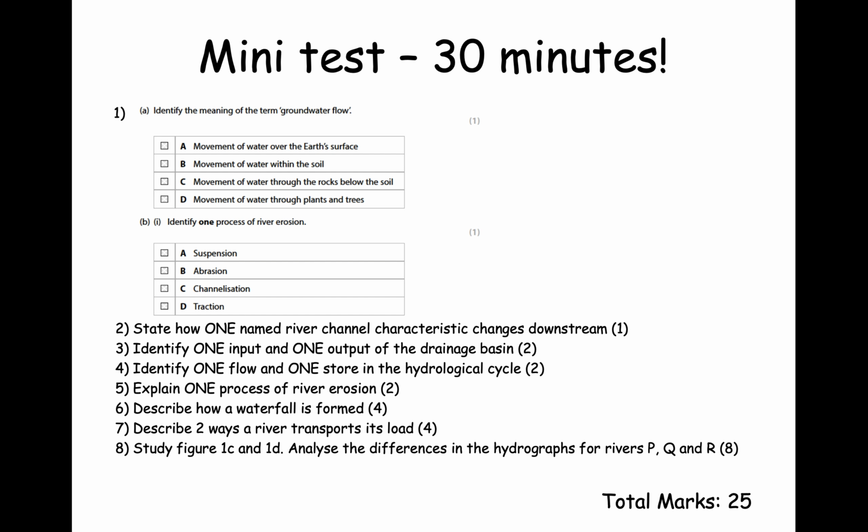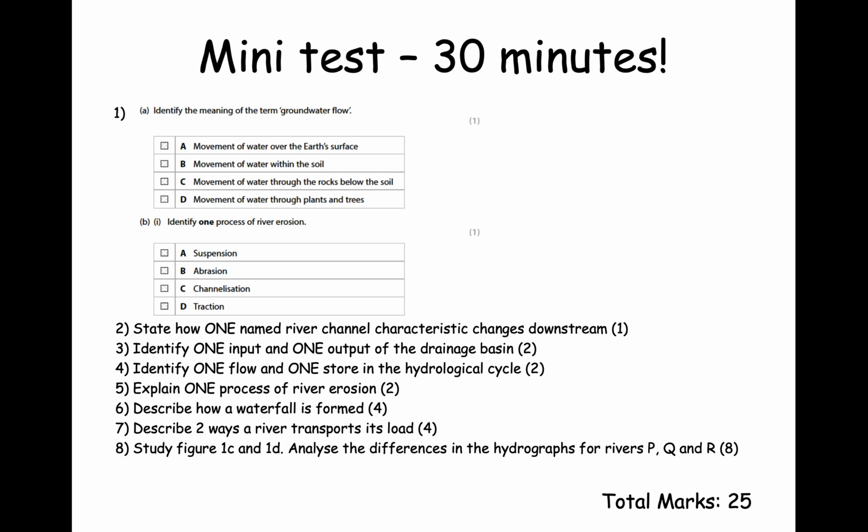For number 6, describe how a waterfall is formed. Generally, most of you did well on that, but the main thing here is that you need to use the geographical vocabulary. Plunge pool, overhang, gorge, mention of hard and soft rock. You have to describe that process in full to get the 4 marks.